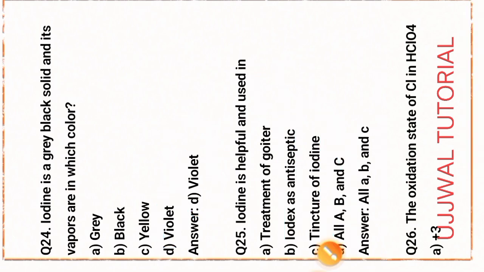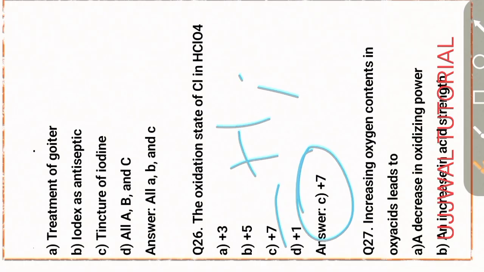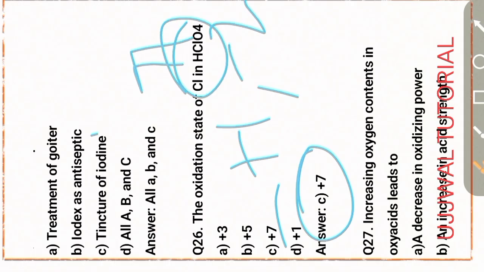Okay, next question number 26. Oxidation state of chlorine in HClO4 is plus 7. Option C is the right answer. Here the oxidation number of hydrogen is plus 1, oxygen minus 2, and the total oxidation number of HClO4 is 0. So find out the oxidation number of chlorine, plus 7.